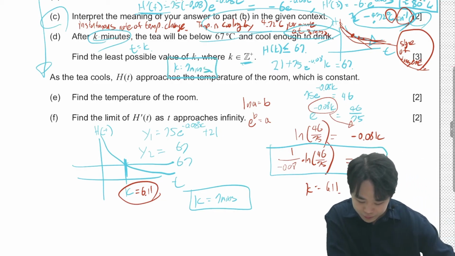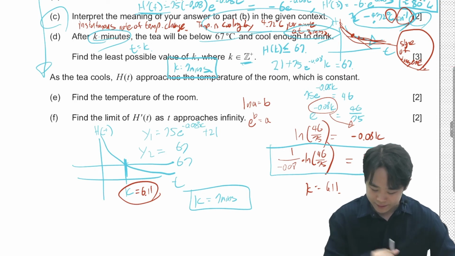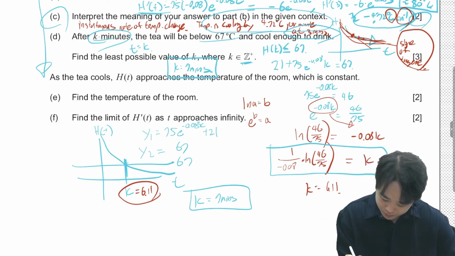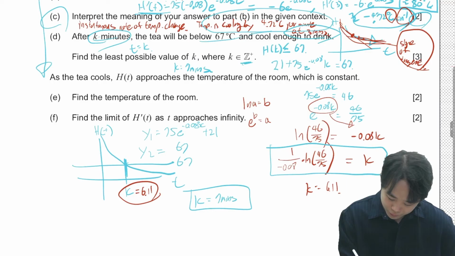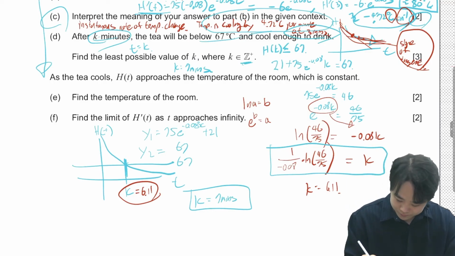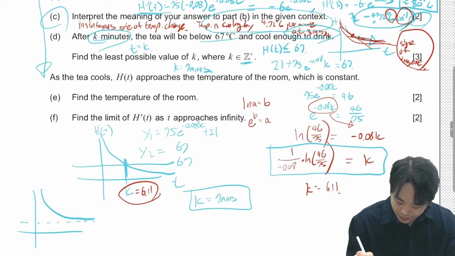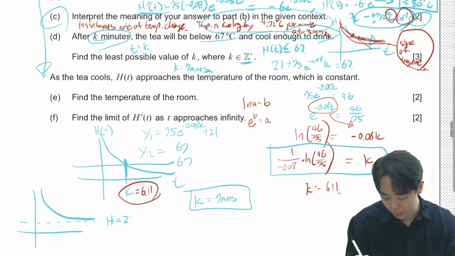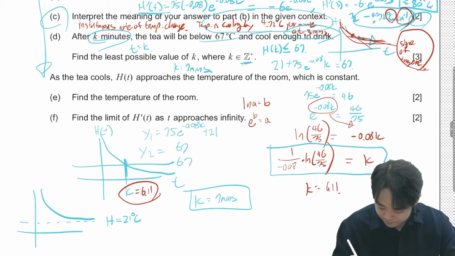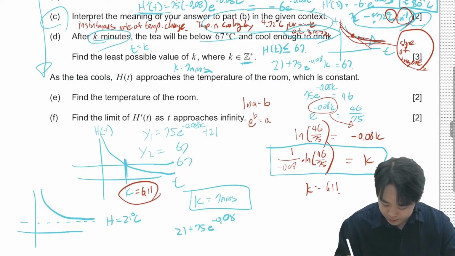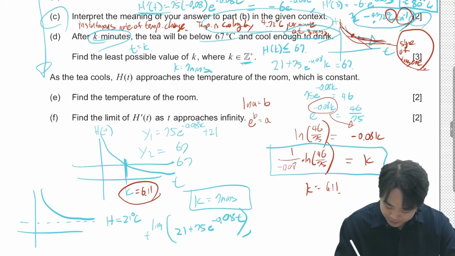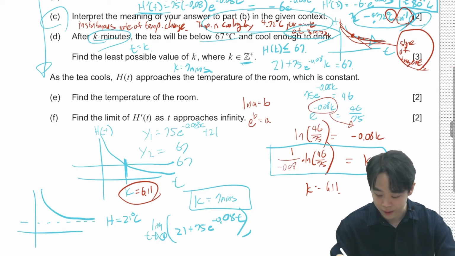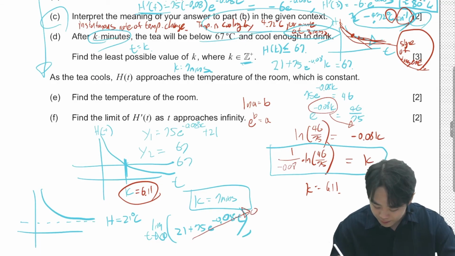Next, find the temperature of the room as h(t) approaches the temperature of the room, which is constant. Okay. So basically what we said was, we know that this graph is going to have an asymptote at h is 21 degrees Celsius, right? The reason being, 21 plus 75 e to the power of minus 0.08t. So what happens to this whole expression as t is taken to an infinitely large value? Well, we know that this thing becomes a 0, right?